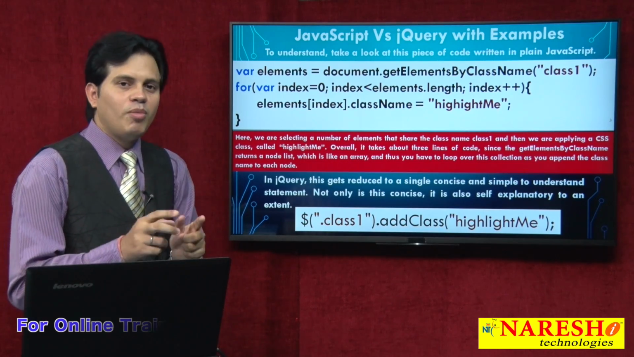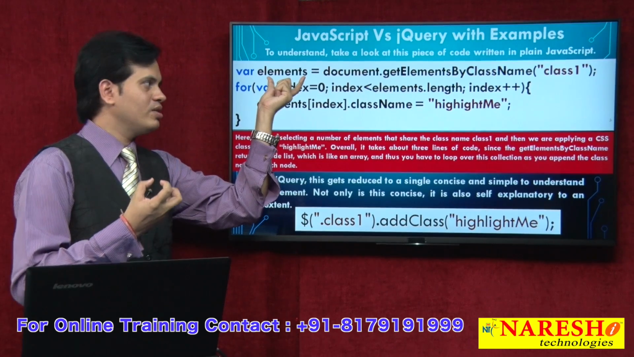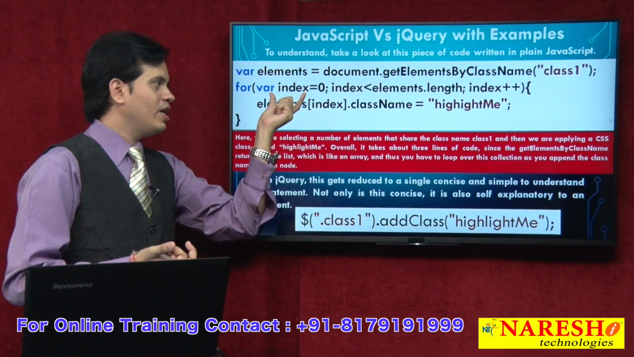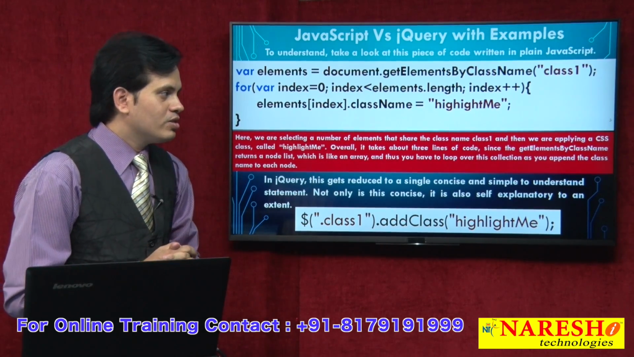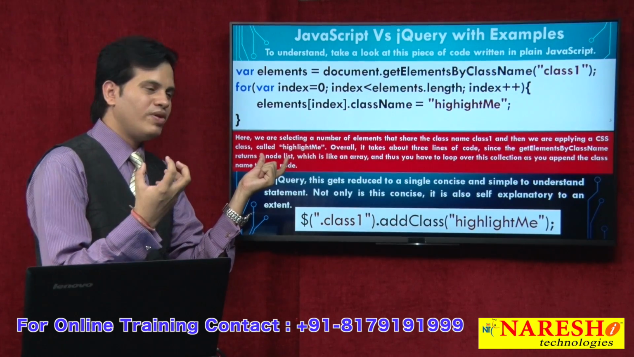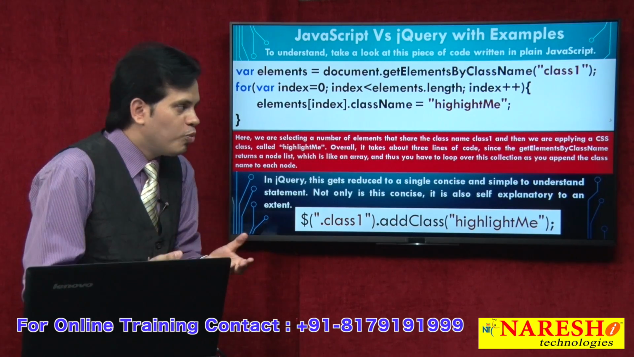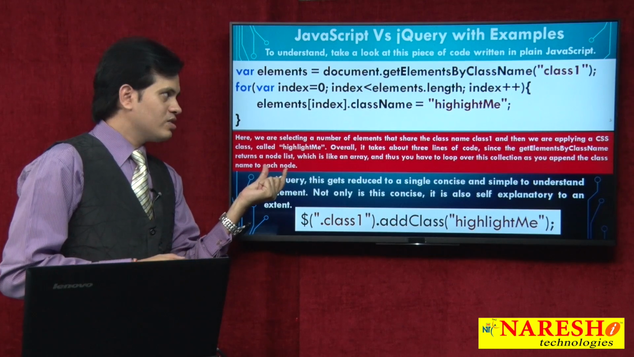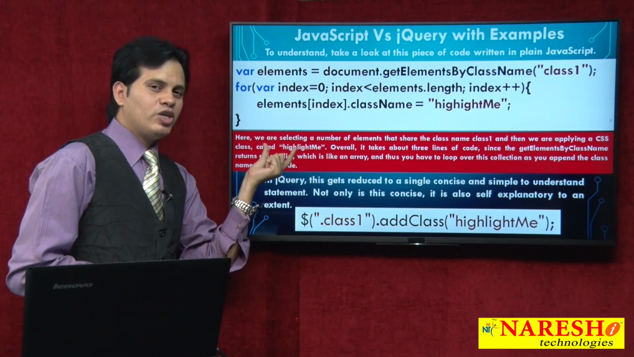Overall it takes about 3 lines of code. First line for fetching all the elements, second line for looping over the elements, and third line for applying the class onto the existing element. Since getElementsByClassName returns a node list, meaning a list of nodes, a list of elements, like an array, you have to loop over this collection as you append the class name to each node.